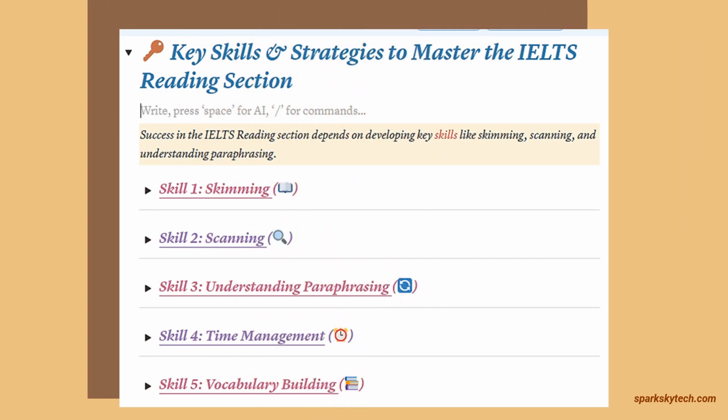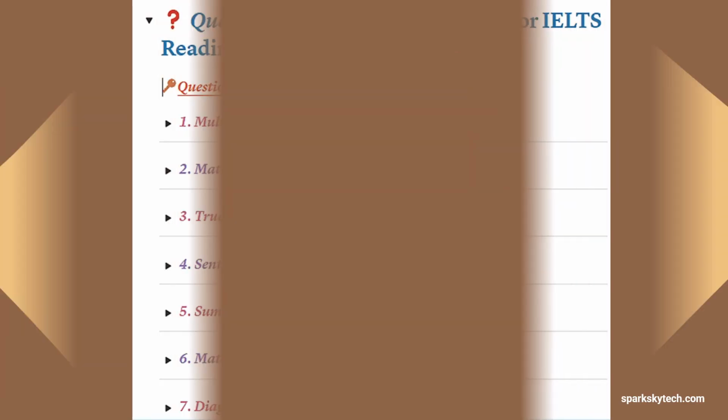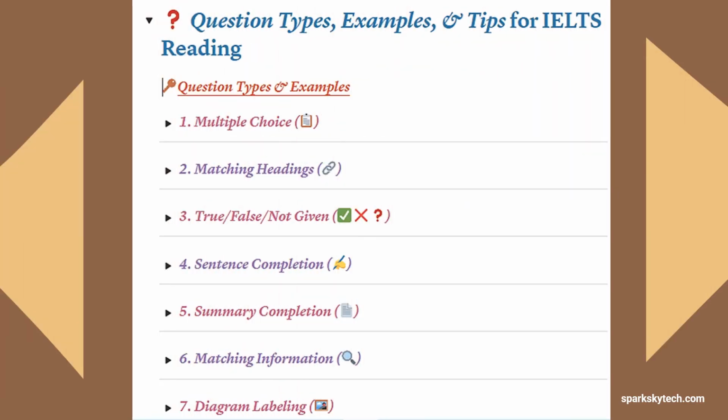A core component of the template is the focus on building essential reading skills. We break down the key skills you need, such as skimming, scanning, understanding, paraphrasing, time management, and vocabulary building, providing targeted guidance for each. You'll also get comprehensive coverage of all the IELTS reading question types. Each type, from multiple choice and matching headings to true, false, not given and diagram labeling, is explained in detail with examples and effective tips.